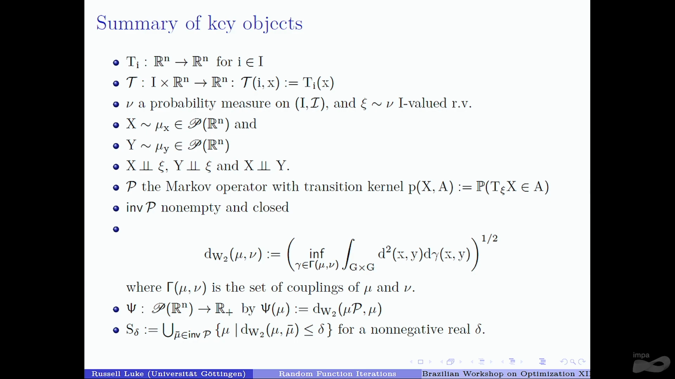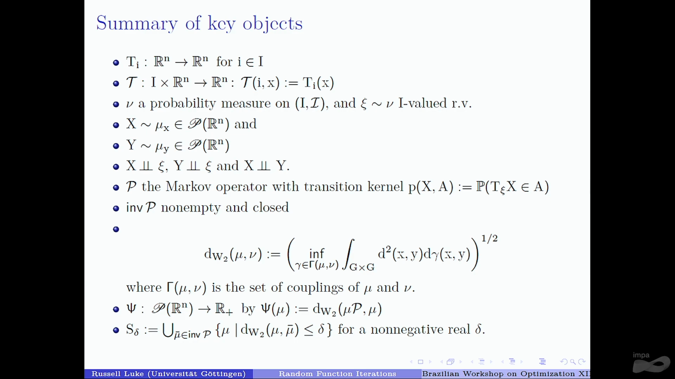This is notation heavy. Each of the T_i are my individual mappings. These are usually going to be just on R^n, from R^n to R^n. And then I'll have lots of these, maybe uncountably many. So if I think of the collection of all of these, that's what this script T is going to be. I can then describe properties of this in terms of expectation.